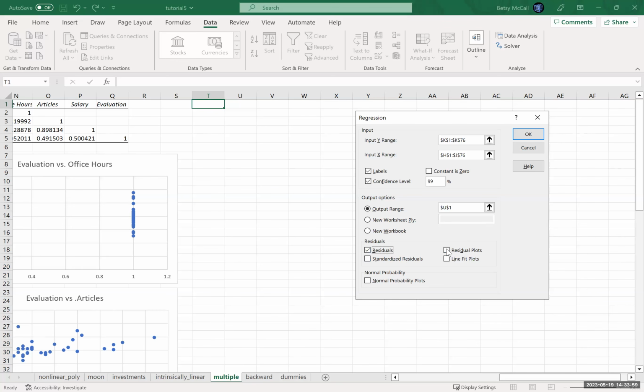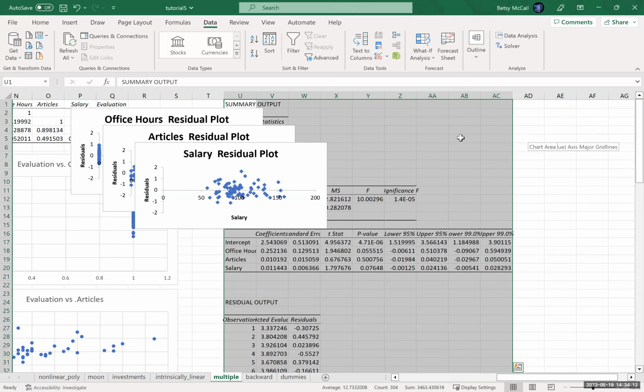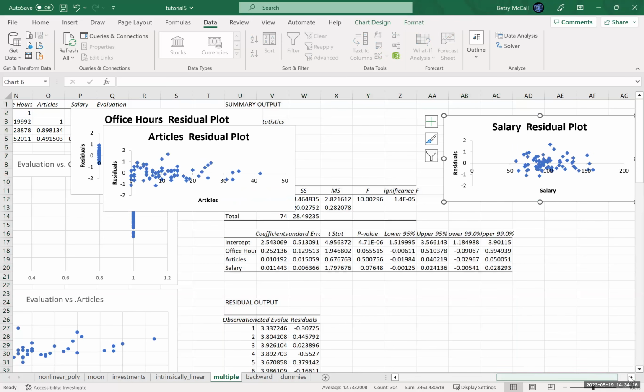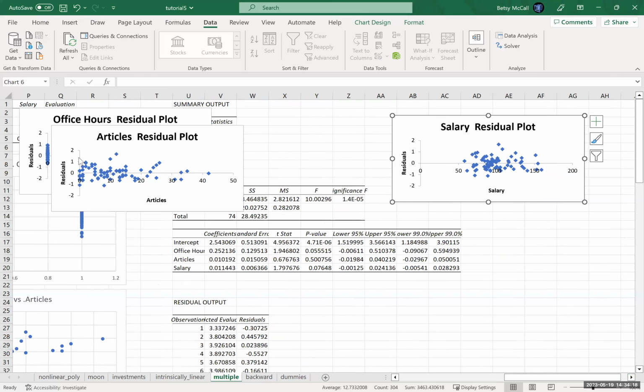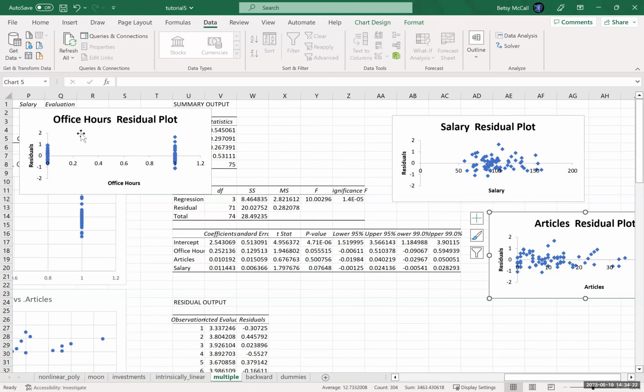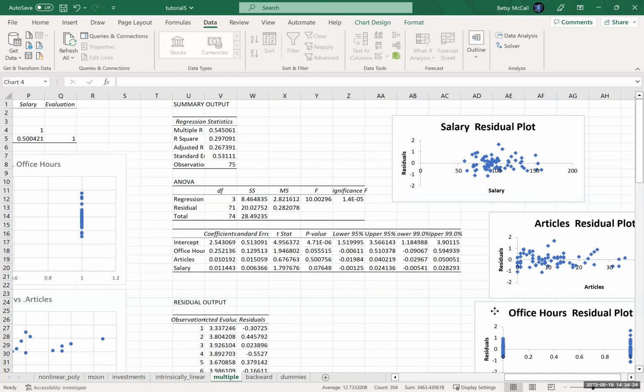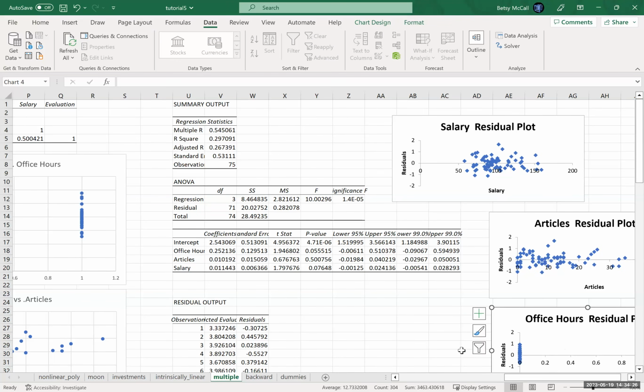And let's do our residual graphs. Just double checking everything. I highlighted the labels, the label box is checked. So, okay. All right, now as we noted when we did the polynomial models, every input variable gets its own residual graph. And so we'll analyze those individually.